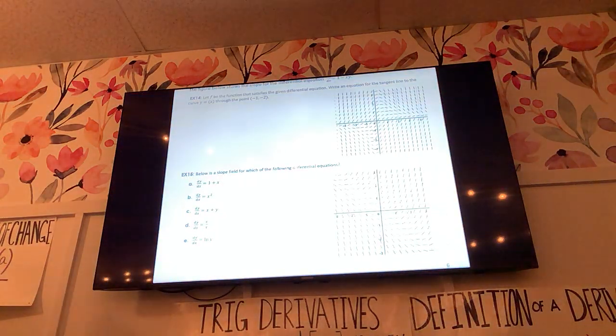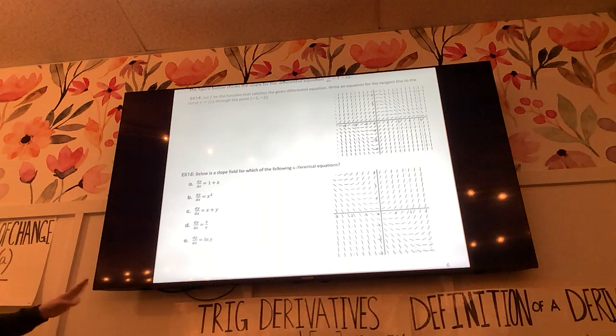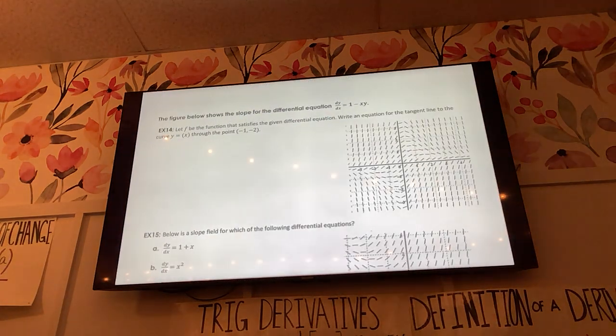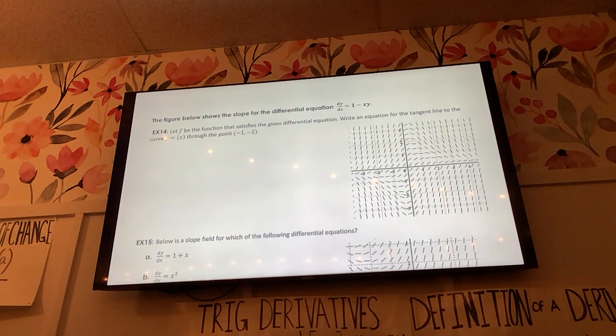All right, the other type questions that you're going to see is multiple choice questions. We're just matching. And on the free response, a lot of times it's going to bring back equation of a tangent line. All right, so let f be the function that satisfies the given differential. Write the equation of the tangent line to the curve y equals f of x through the point -1, -2.